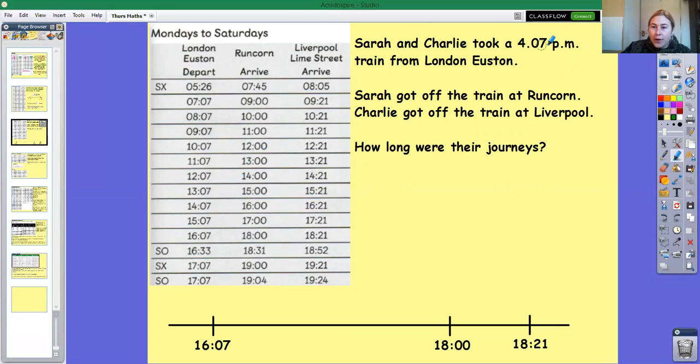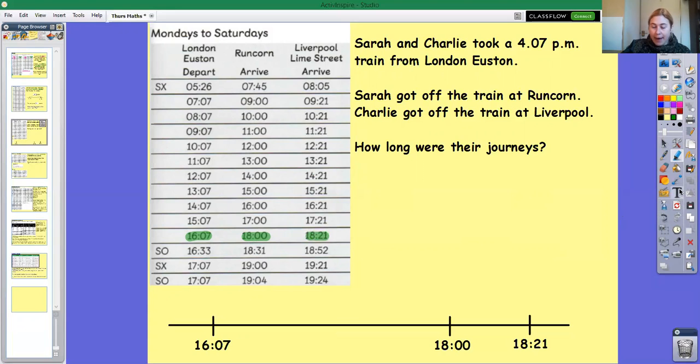So it's a 4:07 p.m. train. So I know that 4 p.m. in 24-hour time is 16, and I'm looking for 16:07. So there is the train. So the train then arrives in Runcorn at 6 o'clock. So that's Sarah's journey, 4:07 until 6. And then Charlie would carry on until 6:21.